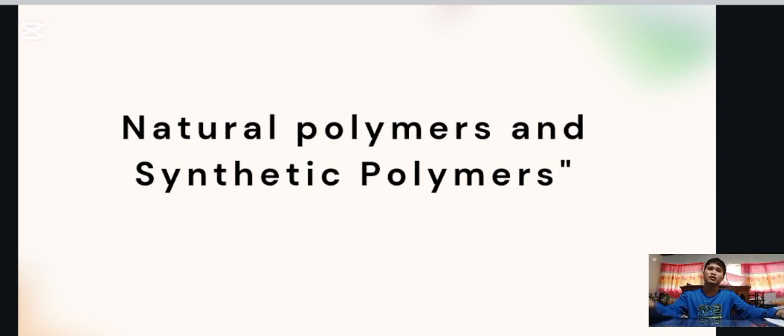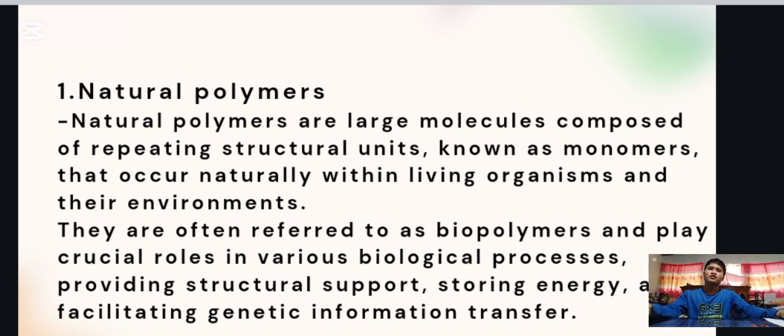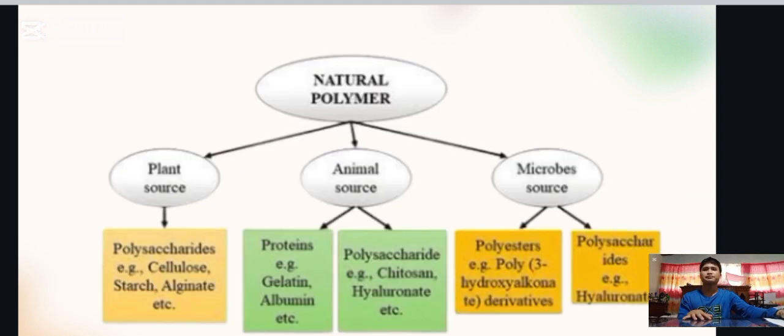Next, let's discuss one by one the natural polymers and synthetic polymers. First is natural polymers. Natural polymers are large molecules composed of repeating structural units known as monomers that occur naturally within living organisms and their environments. They are often referred to as biopolymers and play crucial roles in various biological processes, providing structural support, storing energy, and facilitating genetic information transfer. So natural polymers are made by living organisms.